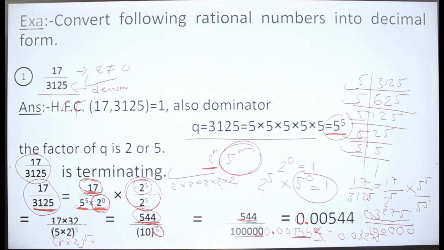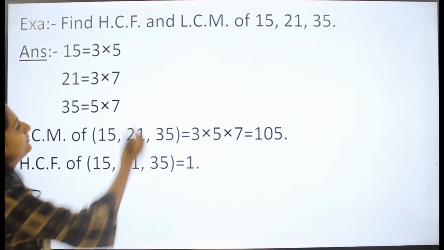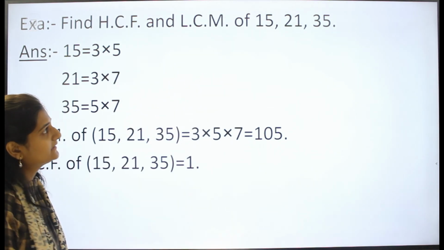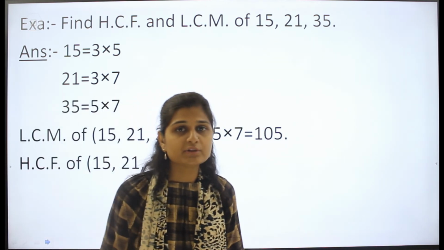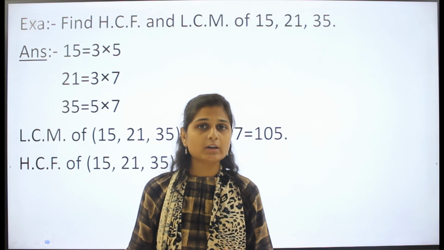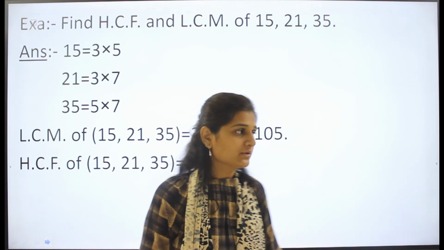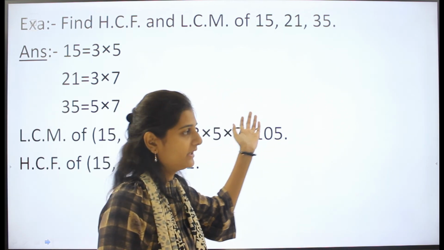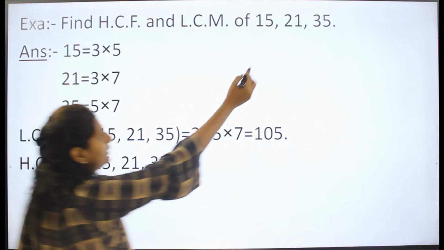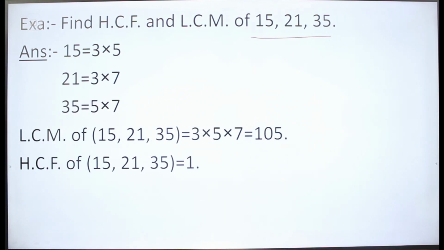So now at last we ask this kind of question: find the HCF and LCM of given values. Now the method is not given, so either you can apply Euclid's division algorithm or you can apply the prime factorization method. So here I have applied the prime factorization method. How many values are there? 3 values I have: 15, 21 and 35.